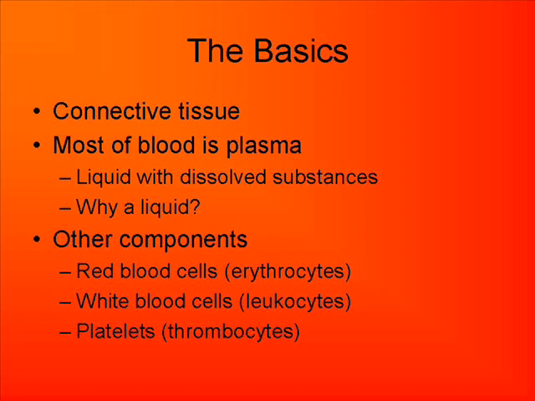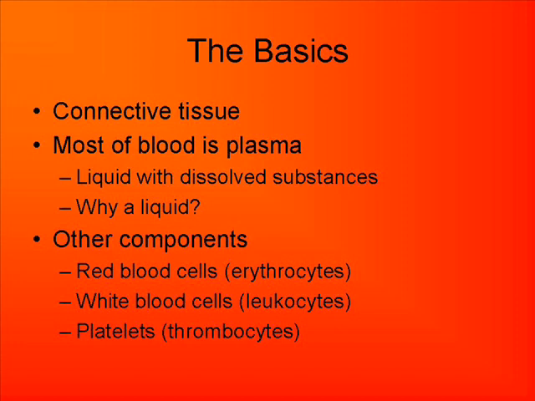And plasma, of course, is a liquid that has a bunch of dissolved substances in it. Why would it be a liquid? Hopefully you had a second to think about it and you came to the conclusion it would be a liquid so it can flow through your body, right? Because blood's got to be able to circulate. So it needs to be a liquid to flow. Can you imagine if blood as a whole was solid? It wouldn't move as easily through your veins.